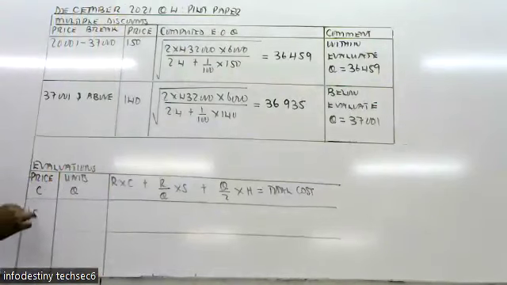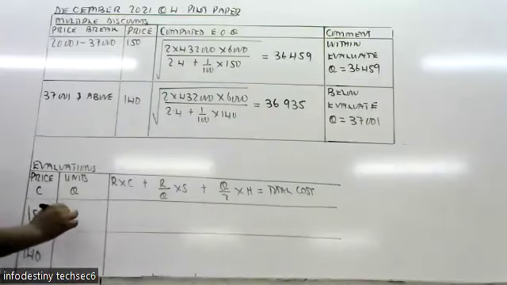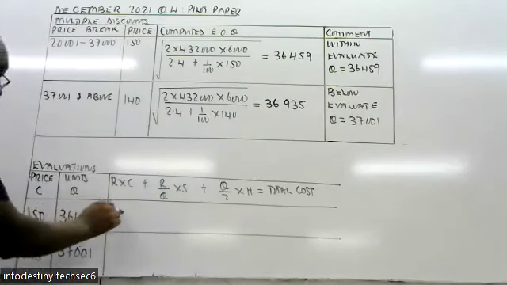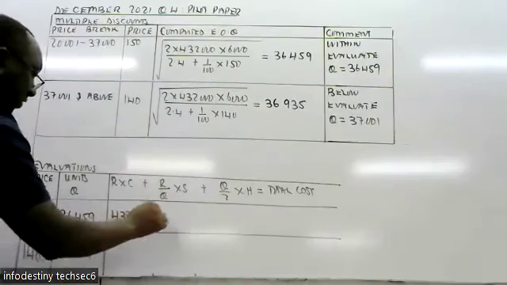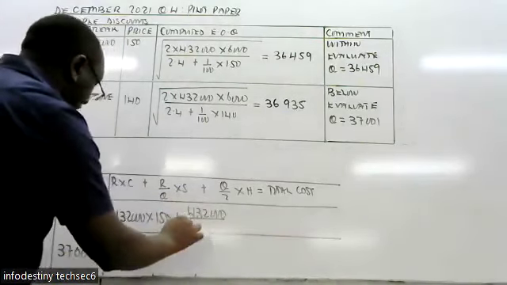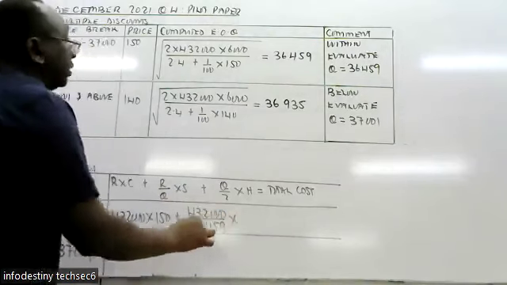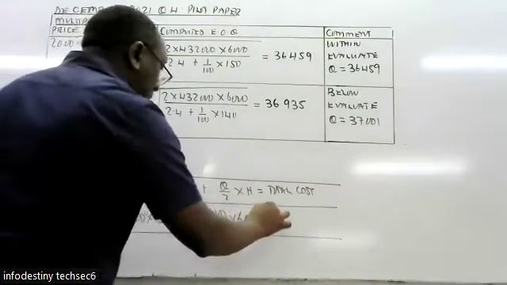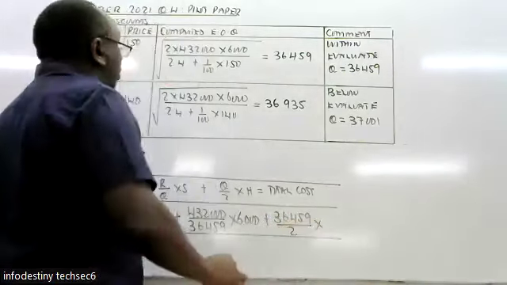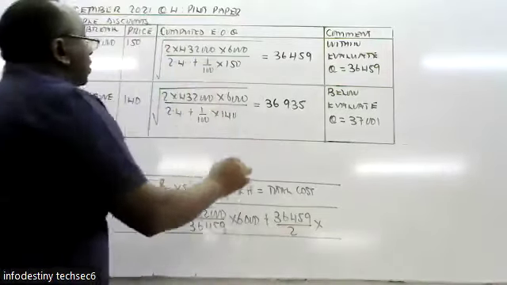So the price is 150. And this other one is 140. So here we say 36,459 and this other one is 37,001. Okay, now this will be 432,000 times 150 plus 432,000, you divide by 36,459 times 6,000 plus 36,459, you divide by 2 times, this was 3.9, right?